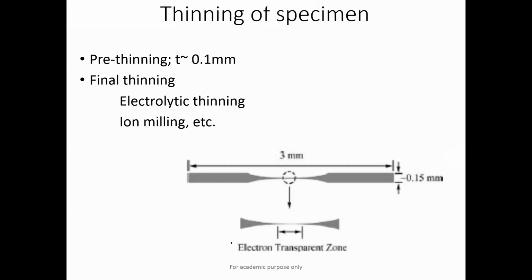So first of all, let's take our sample. We go for pre-thinning, that is, we bring the thickness of the sample to nearly 0.1 mm. Then we make a central region which is transparent to the electron by electrolytic thinning or ion milling. Even focused ion beam can be used for thinning. Suppose we are preparing a sample, we are taking out a sample, so we have to take help of the focused ion beam for sample preparation. So sample preparation is tricky in the case of TEM.